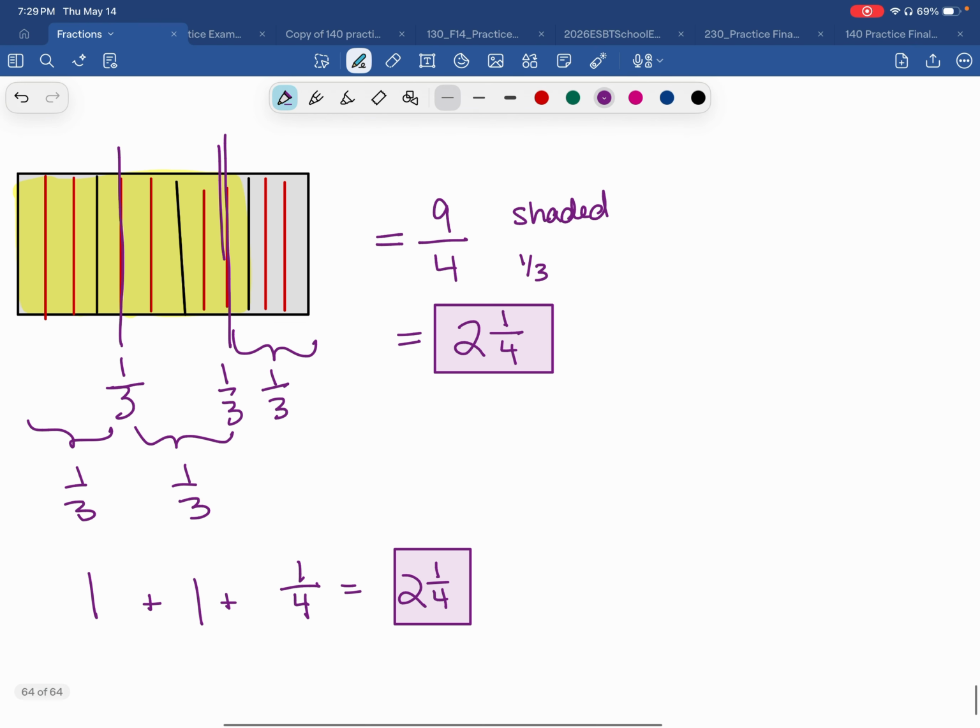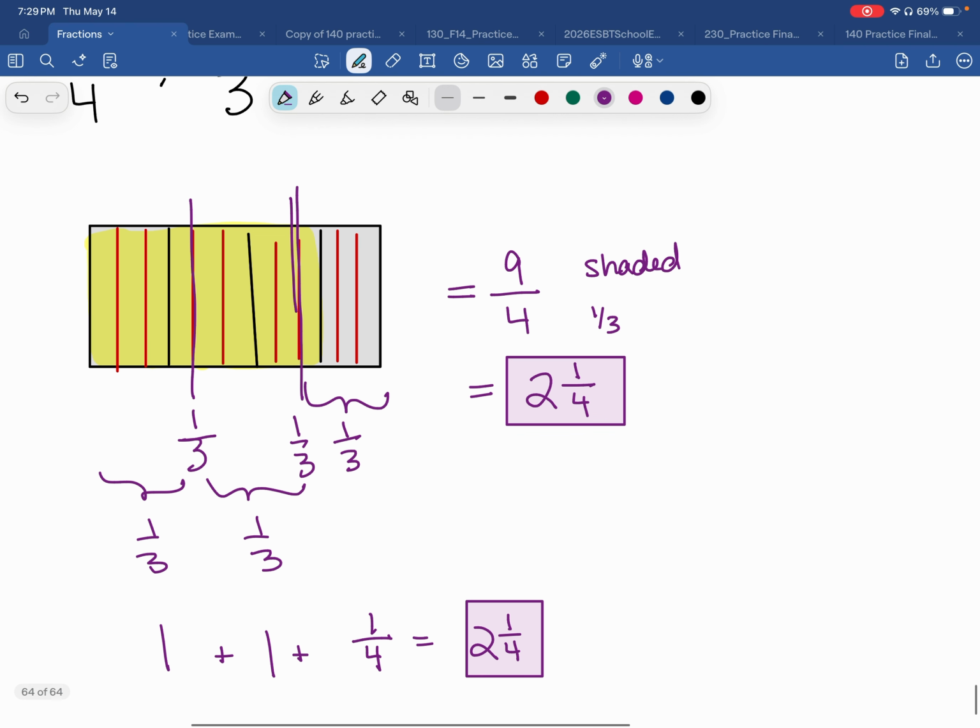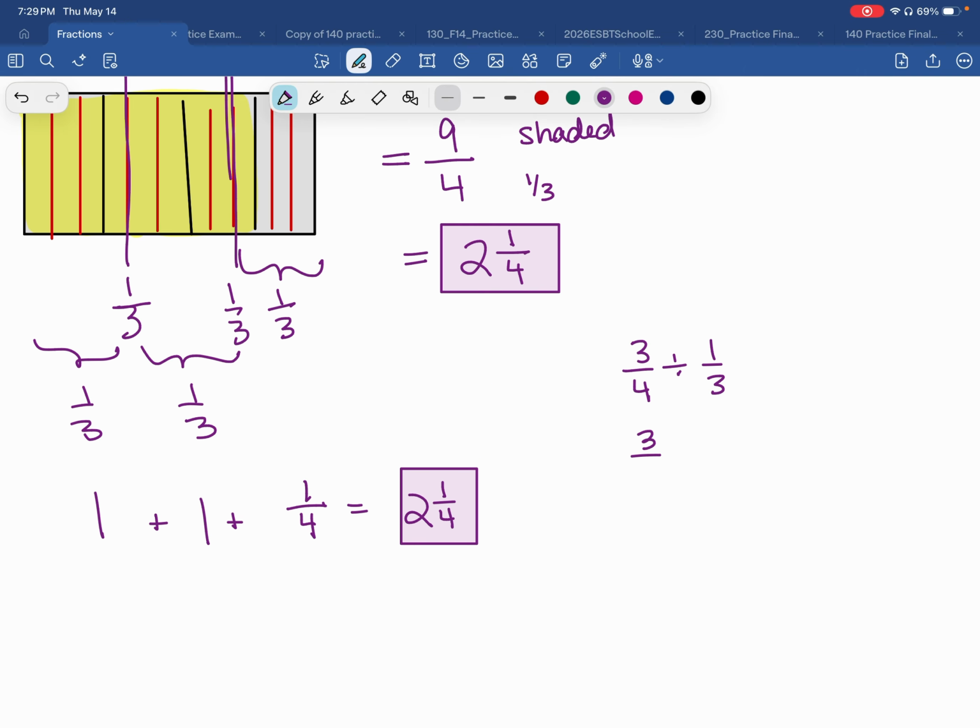Okay. So then if we go to the algorithm, you're taking 3/4 divided by 1/3. And when we use the algorithm, we keep the first fraction, we change the division to multiplication, and we flip the second fraction. Then we can go ahead and do the multiplication. So 3 times 3 is 9, and 4 times 1 is 4. And now again, we get that same 9/4.